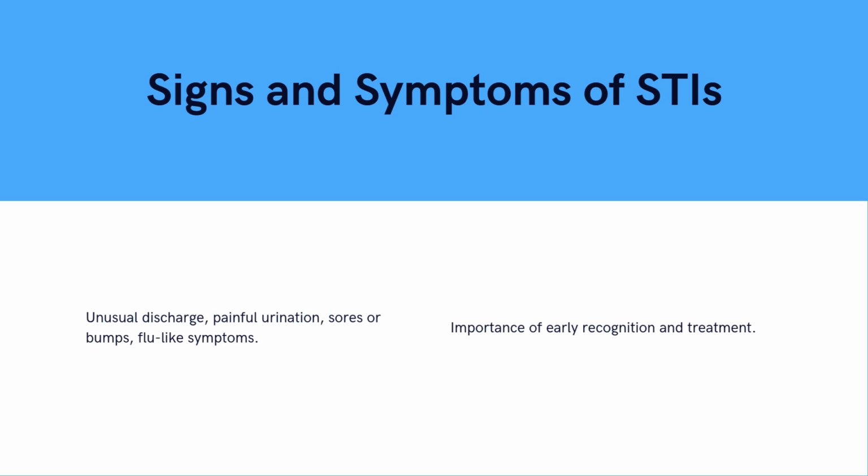STIs can present in various ways, and many are asymptomatic, making it easy for infections to spread unknowingly. And when symptoms do appear, they can include unusual discharge, painful urination, sores or bumps on the genitals, itching, irritation, and even flu-like symptoms such as fever or swollen glands. Some infections, like syphilis, go through stages with different symptoms: a painless sore at first, followed by a rash, mucosal lesions, and eventually severe complications like neurological or cardiovascular problems if untreated. Recognizing these signs early is key to effective treatment and prevention of future spread.